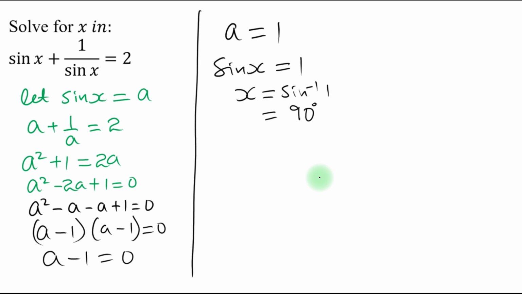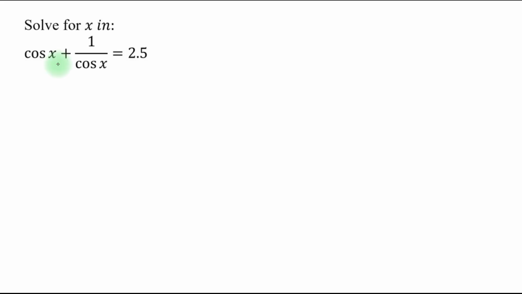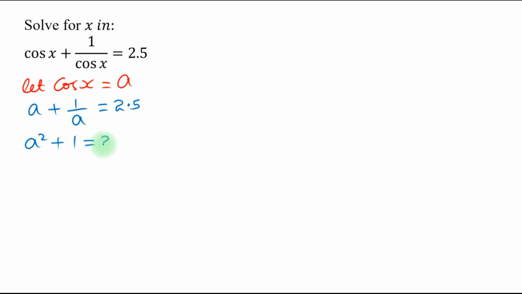Then lastly, we look at the other part, and that is solve for x in cosine x plus 1 over cosine x is equal to 2.5. The same way we do it. So we say let cosine x be a. So from here we have a plus 1 over a is equal to 2.5. Multiply through by the LCM, we shall get a squared plus 1 is equal to 2.5a.